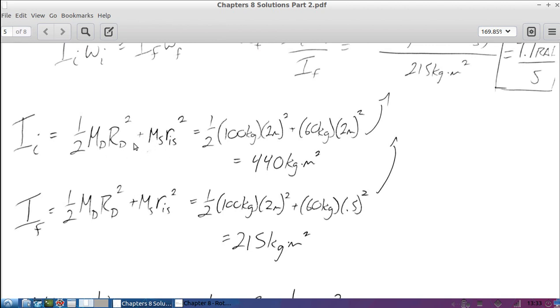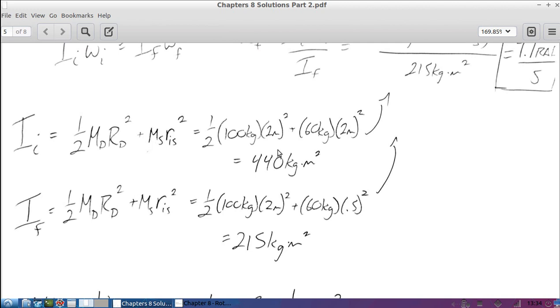Okay, so keep an eye out for this. This happens very often: you've got a rigid object, a solid object, and then some point particle collides with it, or some point particle moves on that rigid object. So we have to write our moment of inertia as the sum of those two objects.